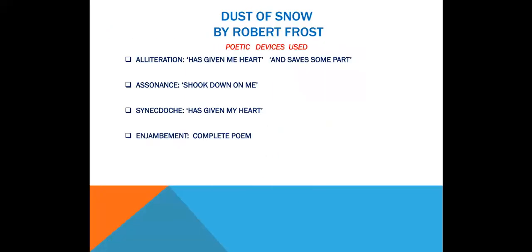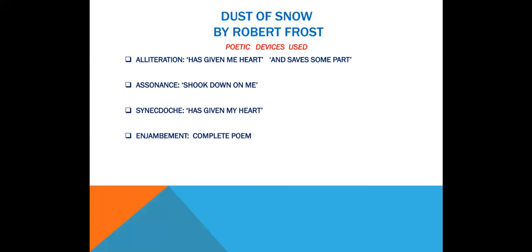The first one that is used is alliteration. Alliteration means the repetition of sounds. Generally, people misunderstand it by saying that it is repetition of letters. No, it is repetition of sounds. Like 'has given my heart', the repetition of the H sound, 'has' and 'heart', that shows alliteration. And then in one more sentence, we have alliteration, that is 'saved some part', the repetition of the S sound, 'saved' and 'some'.